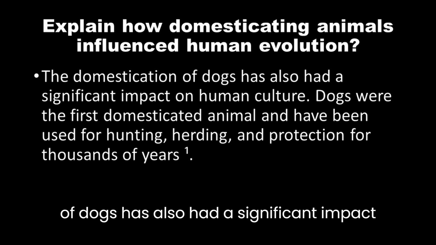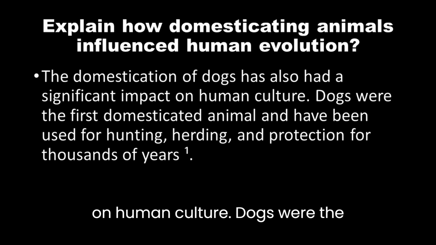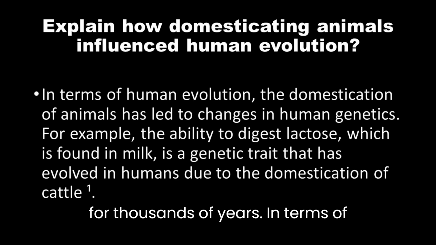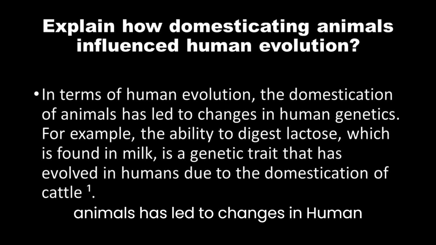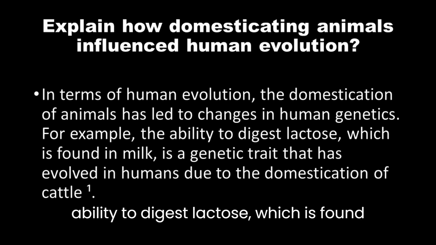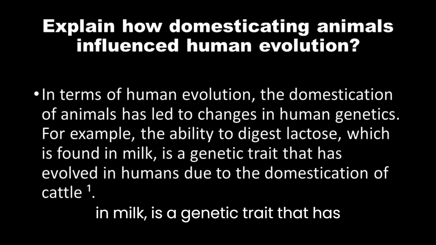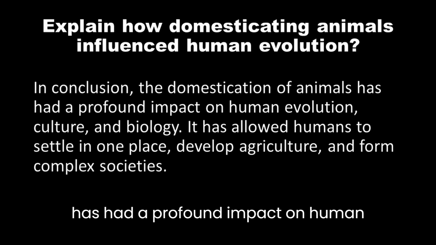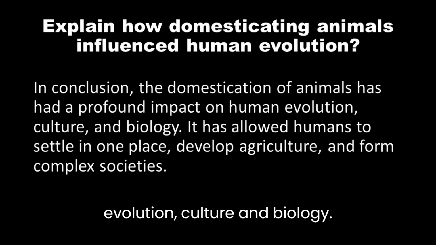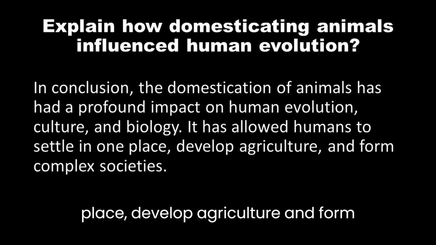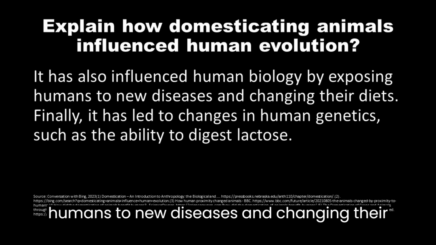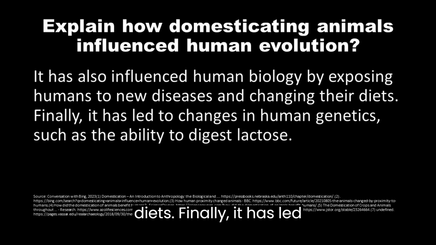The domestication of dogs has also had a significant impact on human culture. Dogs were the first domesticated animal and have been used for hunting, herding, and protection for thousands of years. In terms of human evolution, the domestication of animals has led to changes in human genetics. For example, the ability to digest lactose, which is found in milk, is a genetic trait that has evolved in humans due to the domestication of cattle. In conclusion, the domestication of animals has had a profound impact on human evolution, culture, and biology. It has allowed humans to settle in one place, develop agriculture, and form complex societies. It has also influenced human biology by exposing humans to new diseases and changing their diets. Finally, it has led to changes in human genetics, such as the ability to digest lactose.